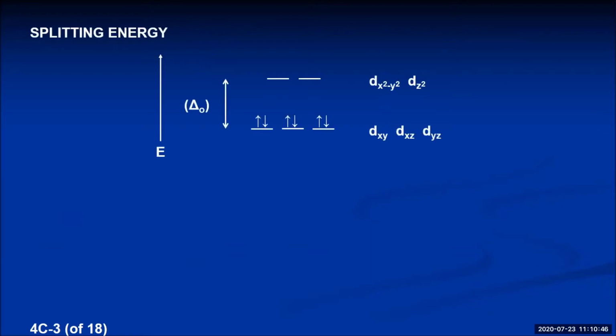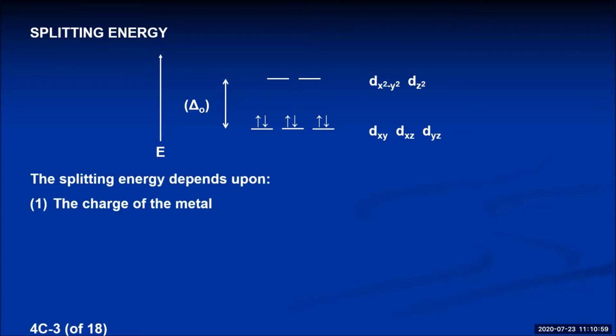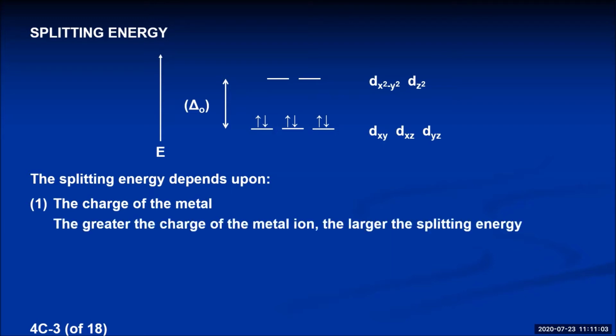And the splitting energy, which here is graphically represented by the arrow, is labeled delta sub O, which means the splitting energy of the octahedral complex, O for octahedral. This splitting energy depends upon two things. The first is the charge of the metal. The greater the charge, the greater the splitting energy is going to be. So the greater the charge of the metal ion, the larger the splitting energy.